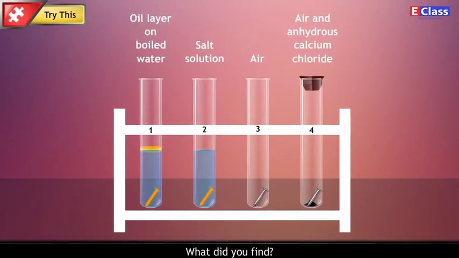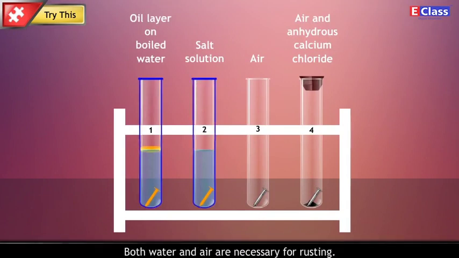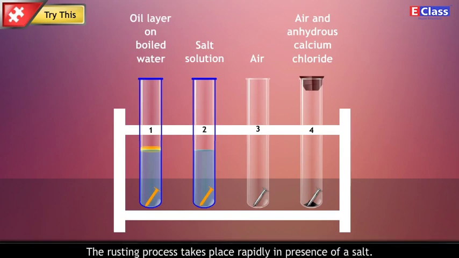What did you find? Which test tubes had the nails as before? Both water and air are necessary for rusting. The rusting process takes place rapidly in presence of salt.